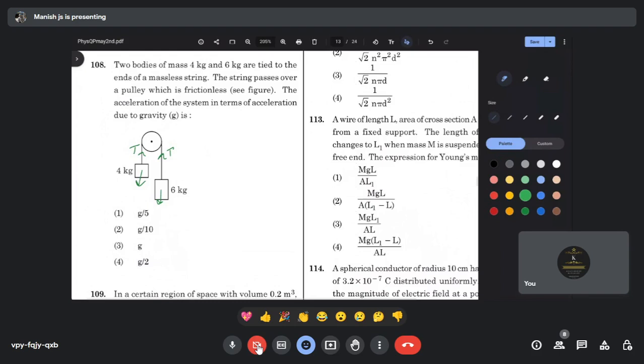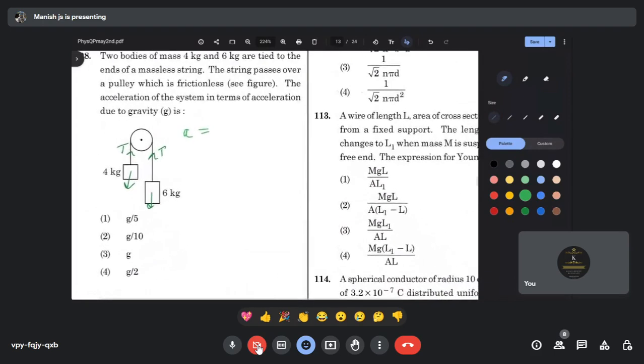Option 2, sir, g by 10. Option 2, g by 10, how are you getting g by 10? 40 minus T equal to 4a, first equation. Second equation, 60 minus T equal to 6a. In the first equation you are getting 40 minus T equal to 4a, but it would be T minus 40 because that is acting downward; you have to go for a sign convention.